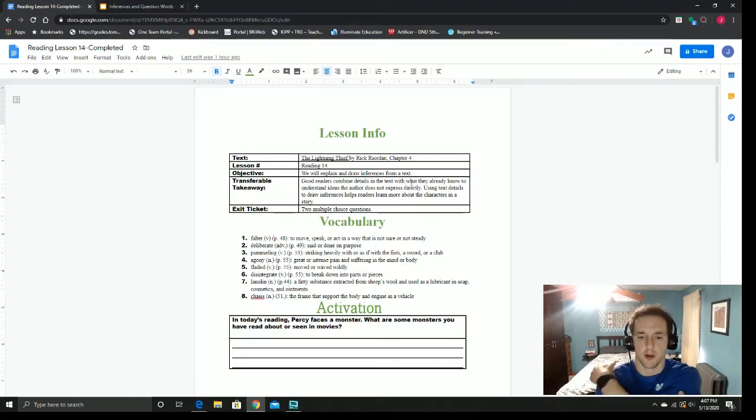It's just a skill that needs a lot of practice: making smart guesses using different pieces of information in the text to help us understand, and putting it all together to make the best guess that we can. And so that's what we're going to be doing today. Lots and lots of inferences.